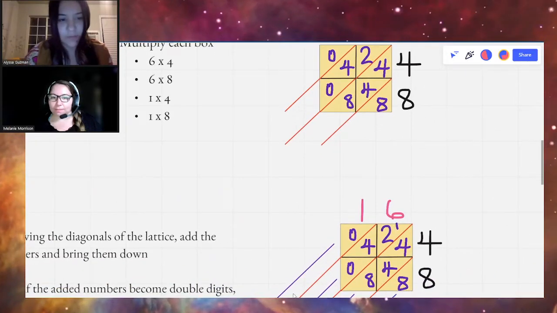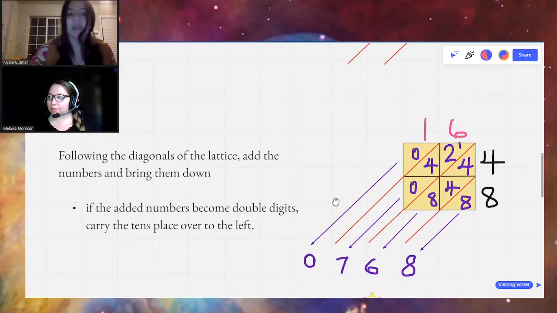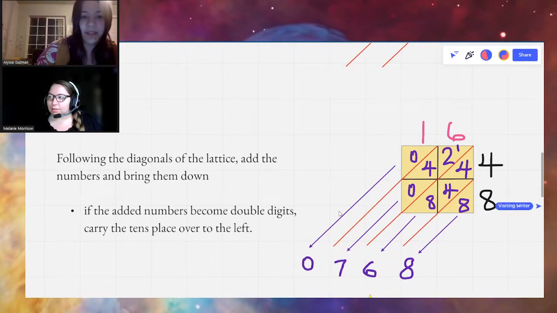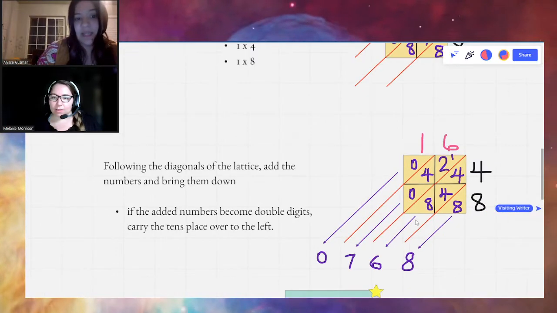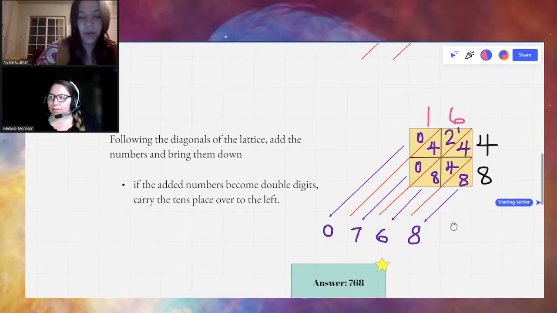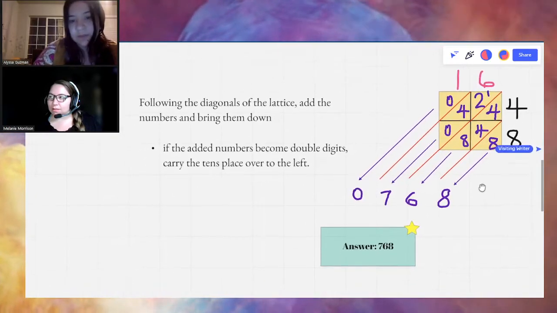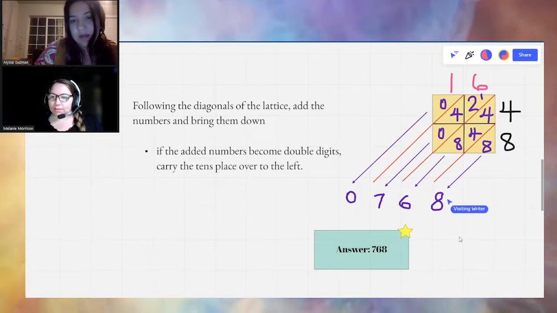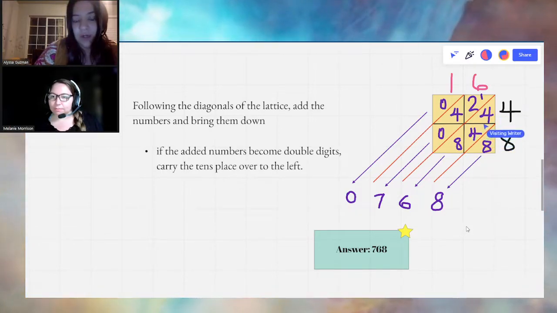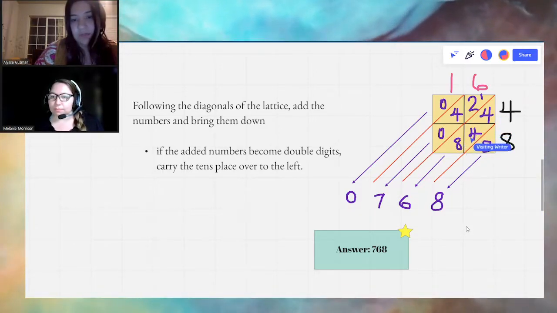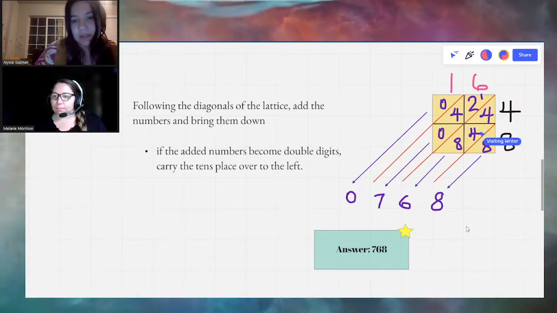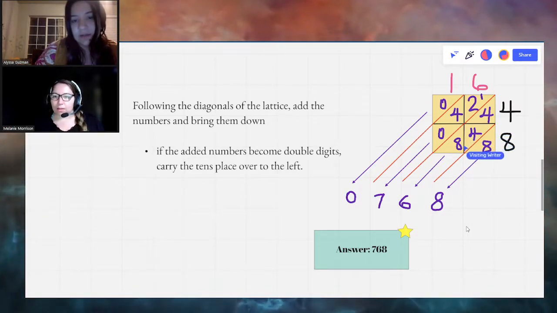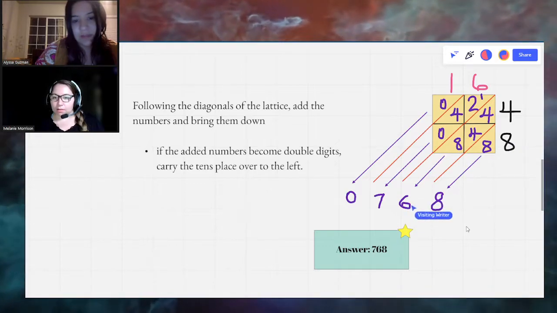Awesome. Now the third and final step is following the diagonals of the lattice, so those red lines, add the numbers and bring them down. So those are what those arrows are for. So we're going to add those numbers. So in this first column, we have 8. So we're just going to bring down the 8. On the second column, we have 4, 4 and 8. So we're going to add 4 plus 4 is 8, plus 8 is 16. So notice how we just have a 6 right here.